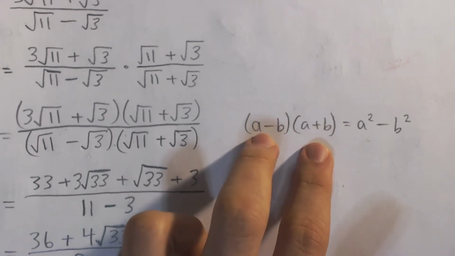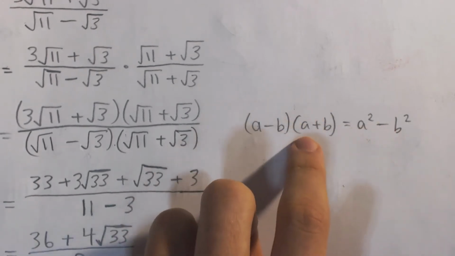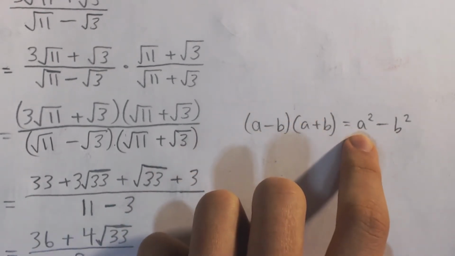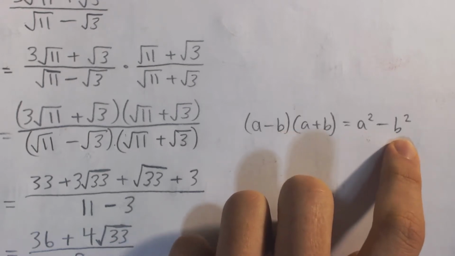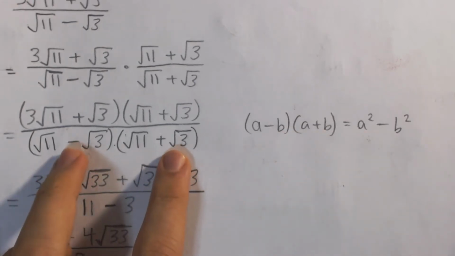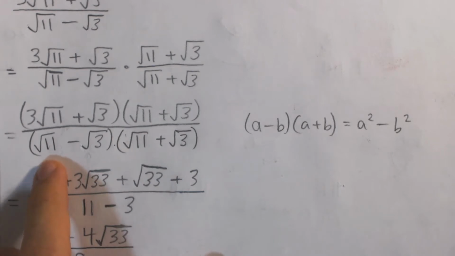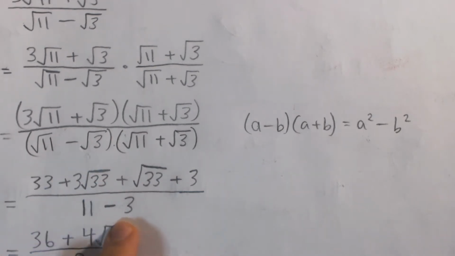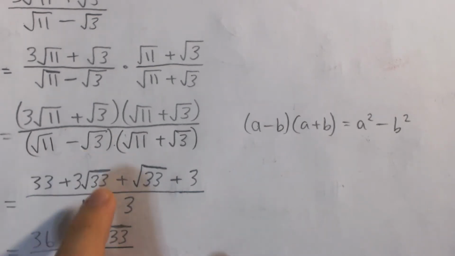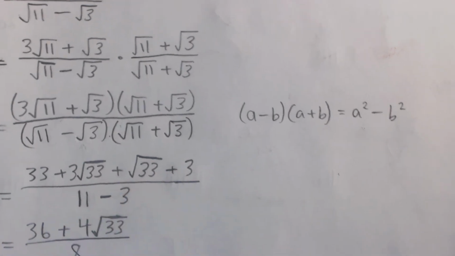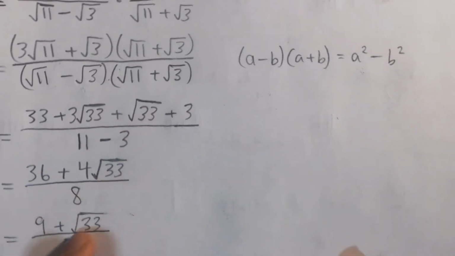When we multiply those together, if you do the FOILing to check, all that comes out is a squared minus b squared. And you can see here when we do this, a is root 11, so it's root 11 squared, or just 11, minus b, which is root 3 squared, which is just 3. And so you can see now if we simplify the denominator, all it comes out to 8. That's rational, and that's what we wanted.